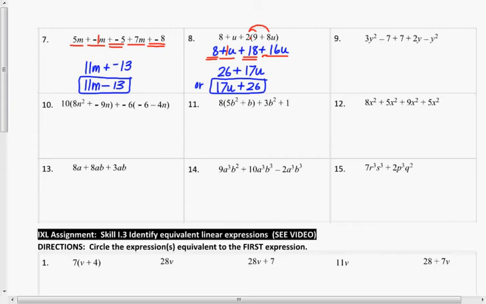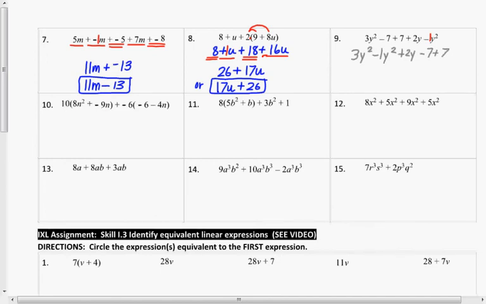The next one, okay, we haven't seen this yet. This has variable terms that are squared, 3y squared and a minus 1y squared. So I'm going to do this here. Okay, I'm going to just rearrange these. The 3y squared and the minus 1y squared are like terms. And then we have a plus 2y, and then a minus 7 and a plus 7.